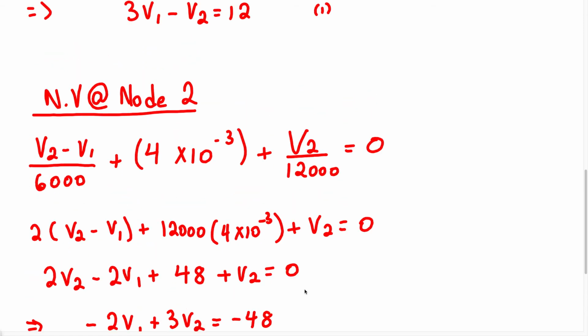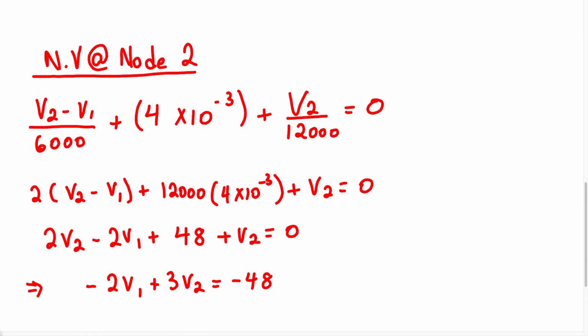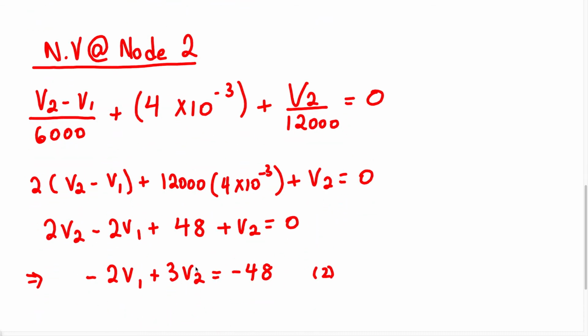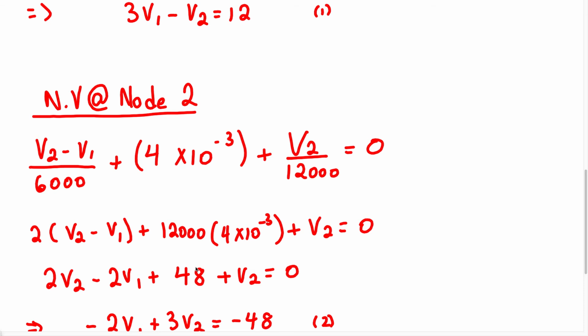Okay, so now we have two equations, right? And this is our second node voltage equation. Now that we have this, we're pretty much good to go. We can either use simultaneous equations or we can use the matrix method. For me, I'm always going to use the matrix method. I think it's easier, it's more foolproof, and once you enter everything in correctly, you will always get the answer correct.